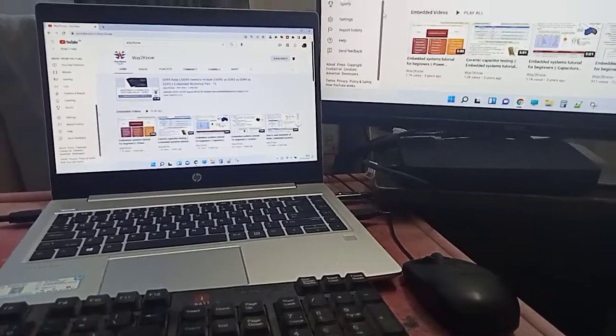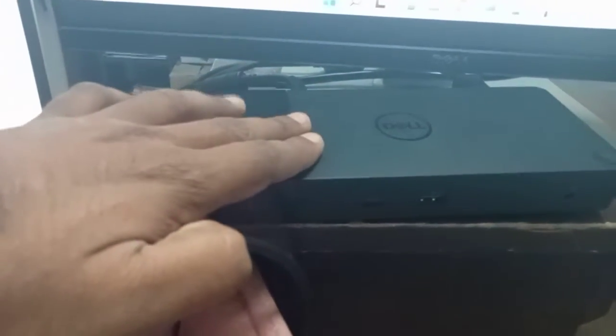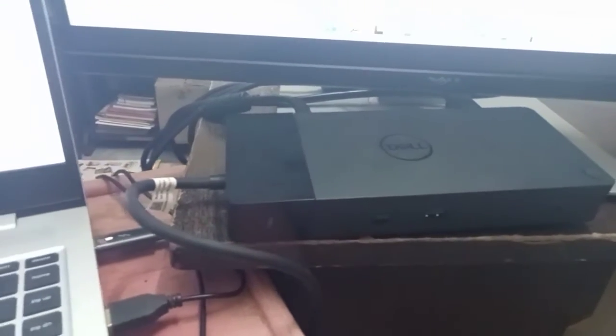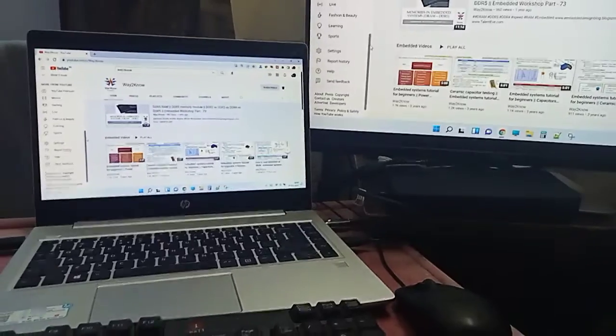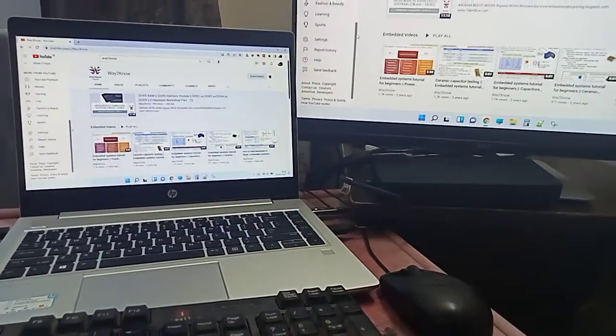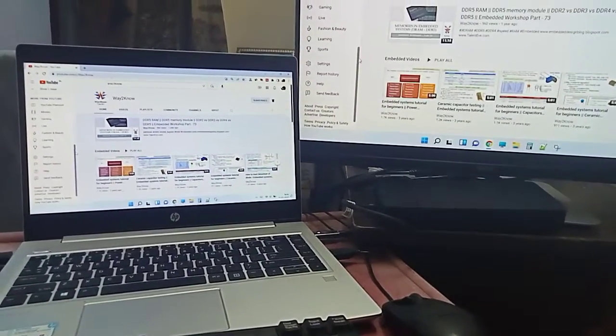And when you purchase this WD19TB docking station, you get two cables. One is the DP cable. So we connected the mini DP here and it's working fine. There's no issue with that.